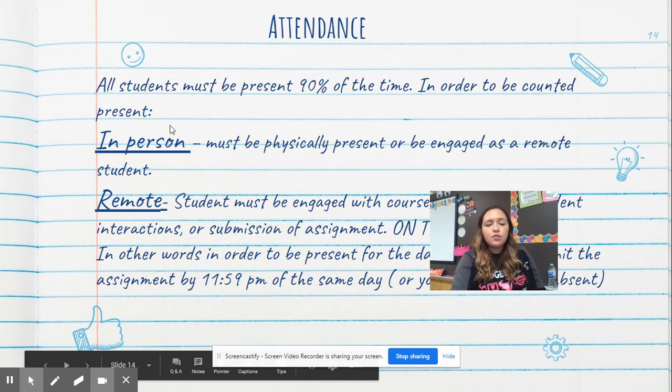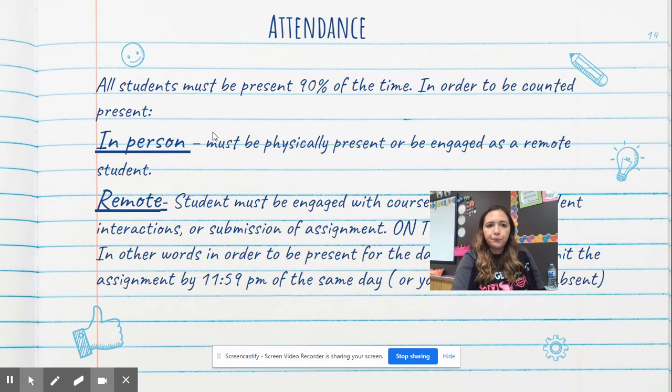Attendance. So this year is going to be a little bit different. This is how we're going to be taking attendance. So all students must be present 90% of the time in order to be counted present. So there's 2 options. We have in-person students must be physically present or be engaged as a remote student. So for example, today you're here, and that applies only for in-person students. Today you're here, but tomorrow you decide you're not coming. But if you're engaged and you submit all your assignments, you will be counted present.